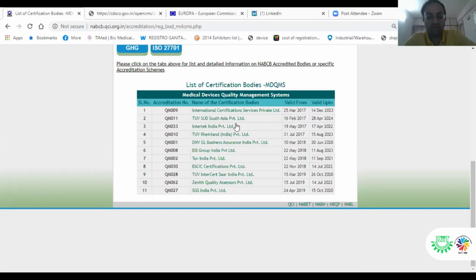So whenever you are selecting, you have to select from these notified bodies only, so that you don't waste your money and your time, and you get an approved certificate for your manufacturing license. Now here you can see some of the highly accredited companies, like TUV Sud, TUV Rheinland, DNV, BSI, SGS.